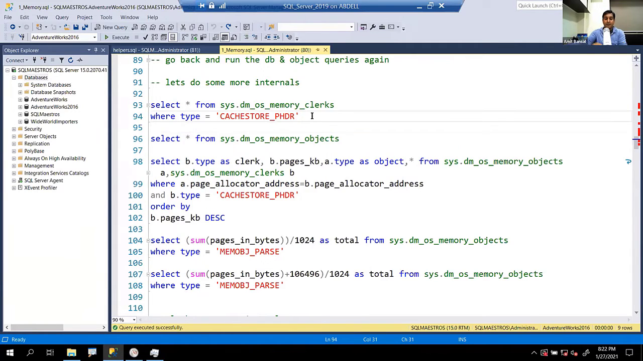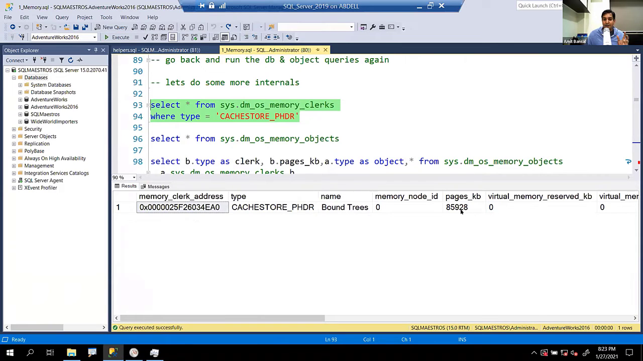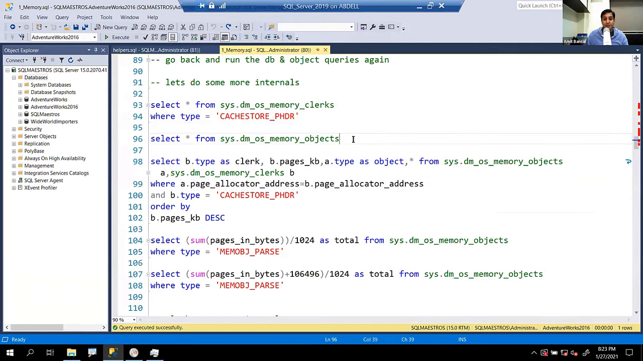Okay, let's go one level down now and understand the memory clerks in more detail. We talked about the 3-layer memory architecture. So we looked into nodes, we looked into the buffer pool as one of the clerks. So I will dive a little deeper now. There is a memory clerk called cache store PHDR. This is for the bound trees. And you can see the pages KB is 85928. So keep that number in mind, 85928 kilobytes is what is being consumed.